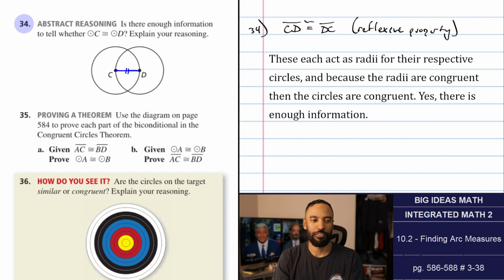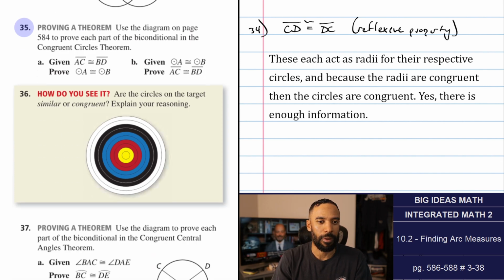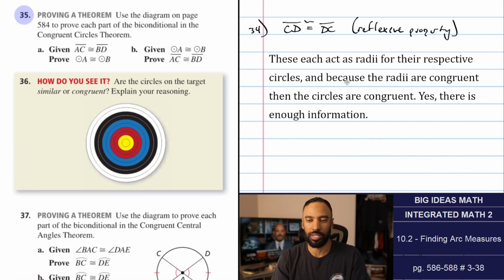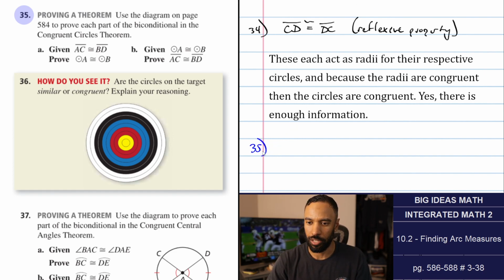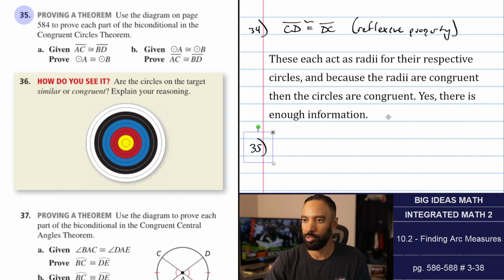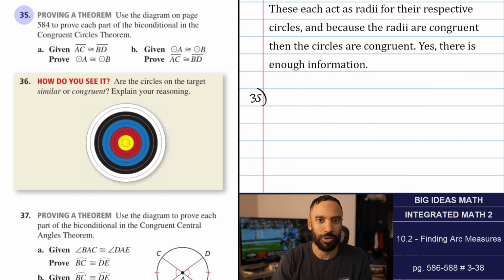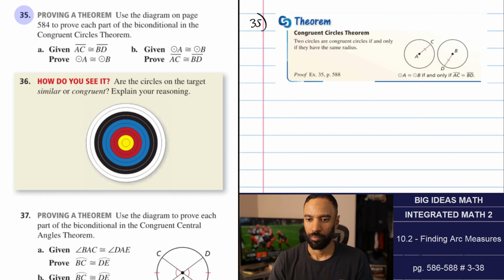All right, number 35, proving a theorem. Use the diagram on page 584, I have no idea what that is, to prove each part of the biconditional in the congruent circles theorem. Let me pause and figure out what that diagram is, and I'll bring it over. Let me change this color to black, and then I'll see what we're going to be doing there. I don't know if we're going to use inductive reasoning or whatever. Just give me one moment.